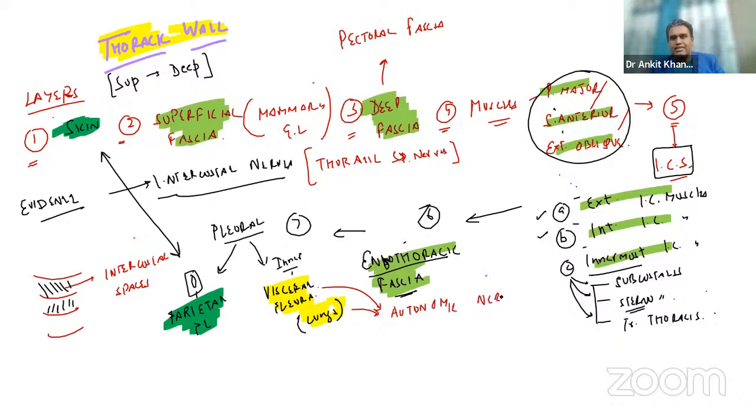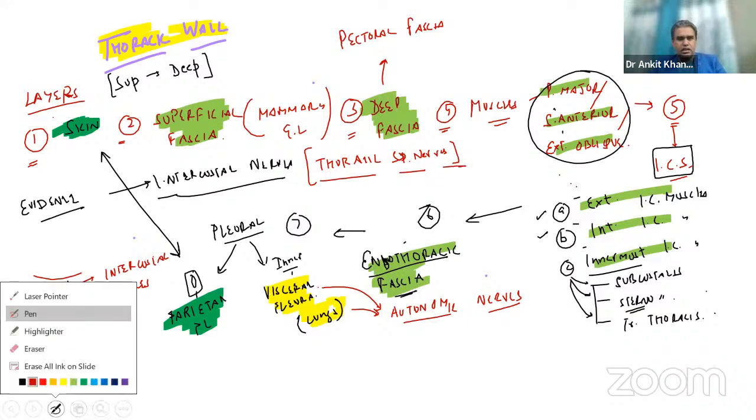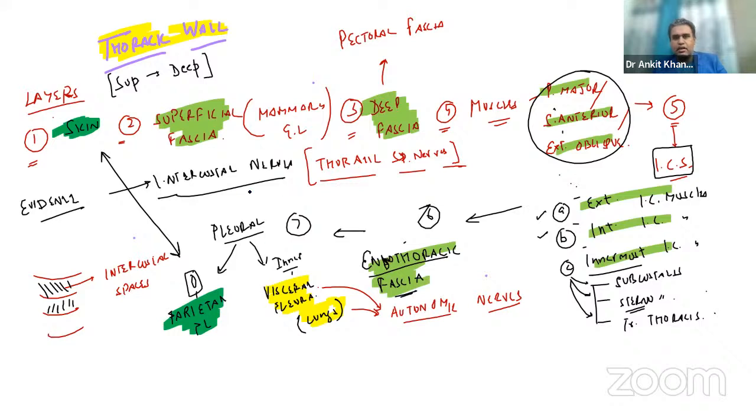What I'm trying to tell you is the concept over here. Don't forget the main concepts. I repeat again, skin to parietal pleura is the thoracic wall, and the thoracic wall is supplied by intercostal nerves. They are the thoracic spinal nerves. Sir, are they pain sensitive? Yes, a big yes. Let me write over here that they are very pain sensitive.